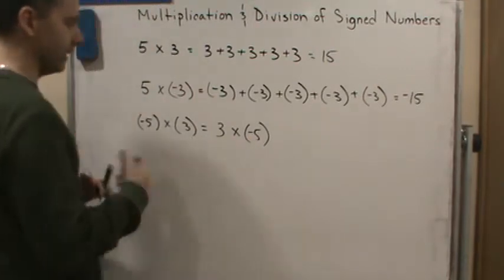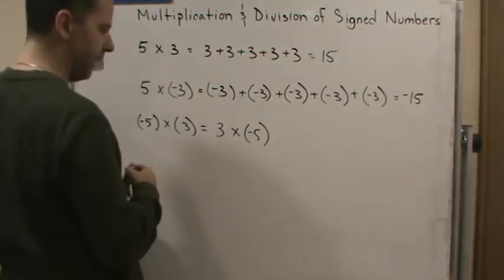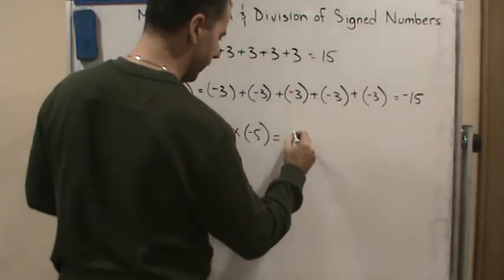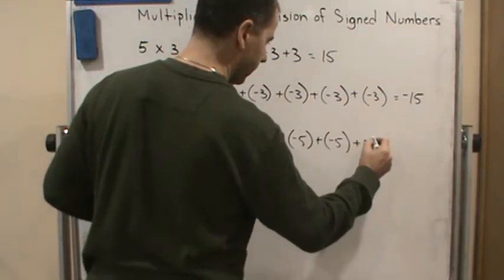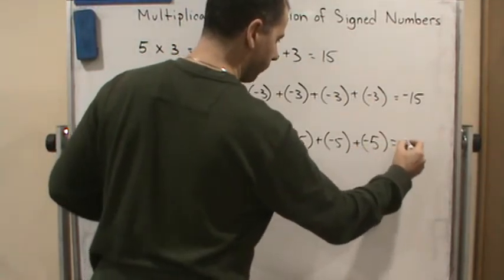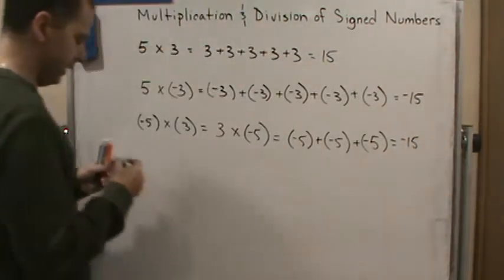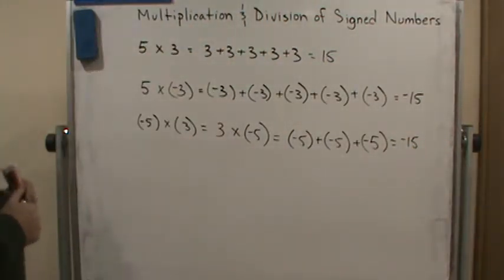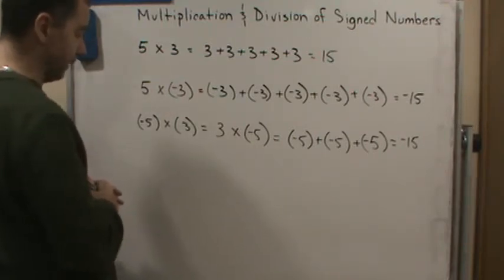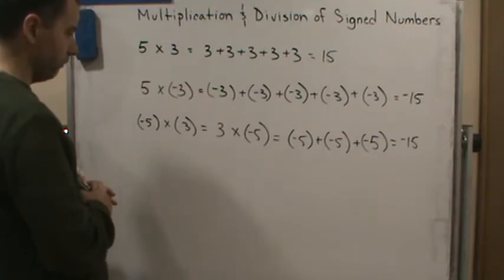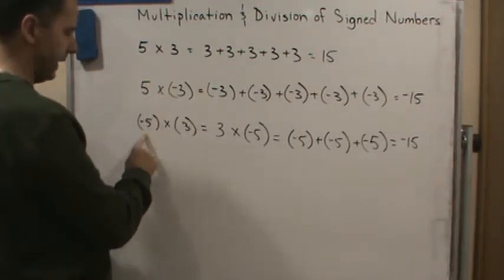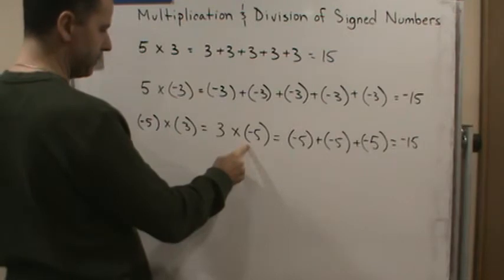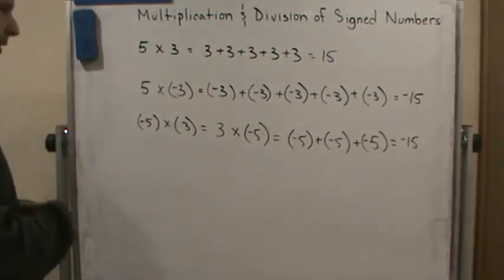And now we can look at this as 3 groups of negative 5. So now this would be equal to what? Negative 5 plus negative 5 plus negative 5. And look at that, we get negative 15. Okay? And by the way, that means we got the same answer. If we do 5 times negative 3, or negative 5 times 3, or 3 times negative 5, we get the same answer. Interesting.